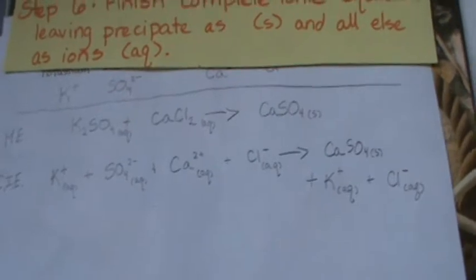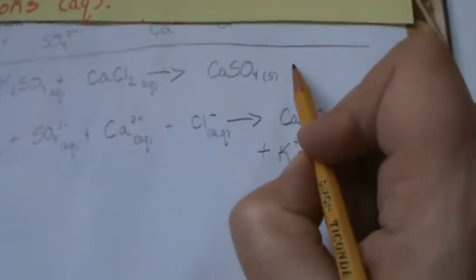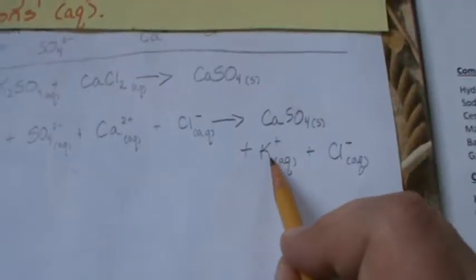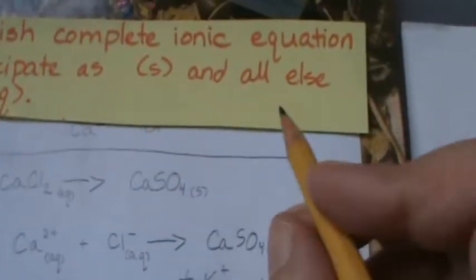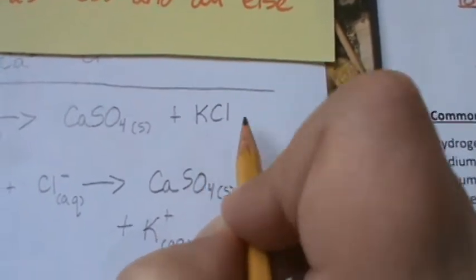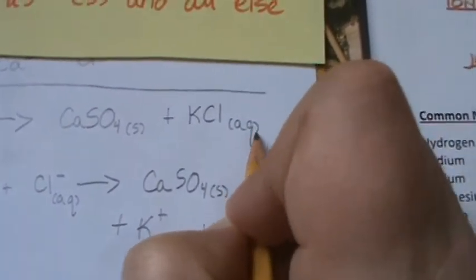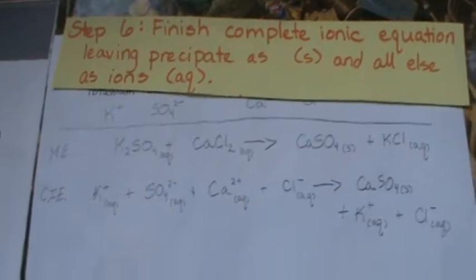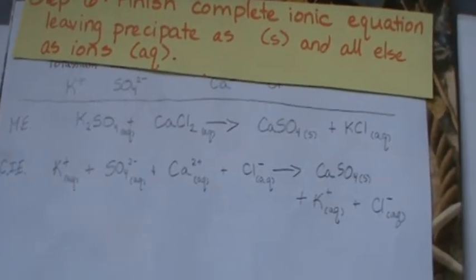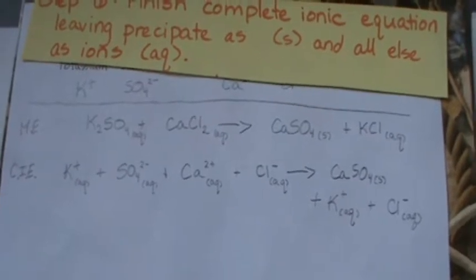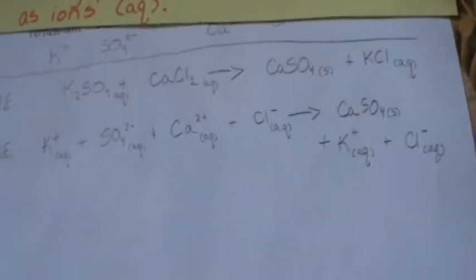Now part of this step is to finish my equation here and to put these two ions together, KCl aqueous. Okay? Now my next step that I need to do is I need to balance it.